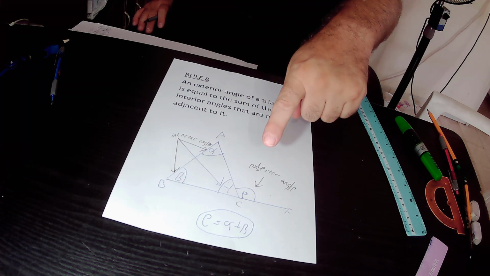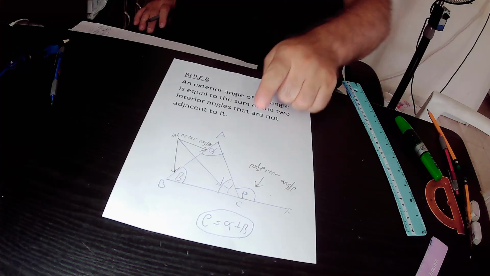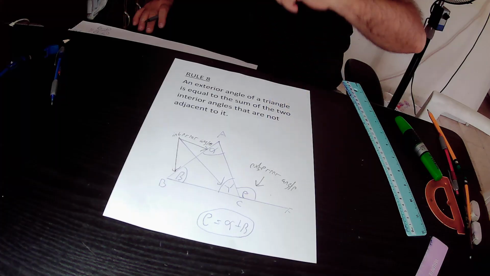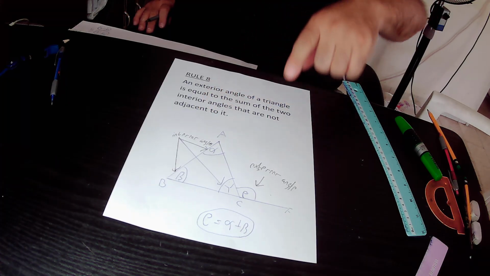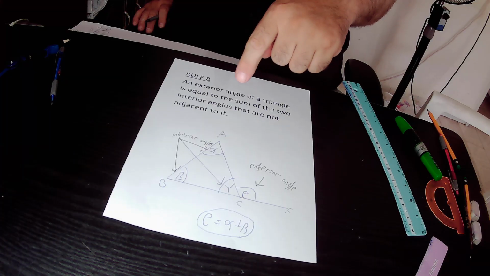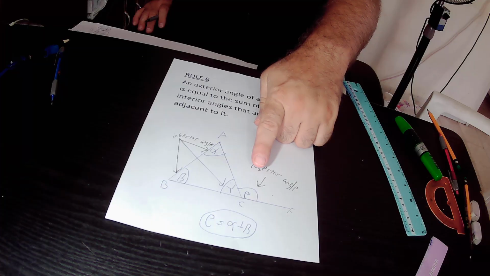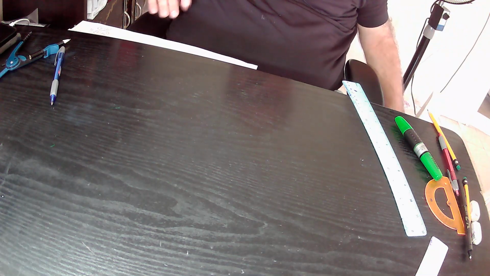So the size of angle E is equal to the sum of the two angles that are not adjacent to it. This is angle gamma that is definitely adjacent to angle E. The two other angles that are not adjacent to it are alpha and beta. So the size of the exterior angle E is equal to the sum of the two interior angles that are not adjacent to it. That is to say, alpha plus beta. So the size of the exterior angle E is equal to alpha plus beta. So we can implement rule 8 in our drawing.